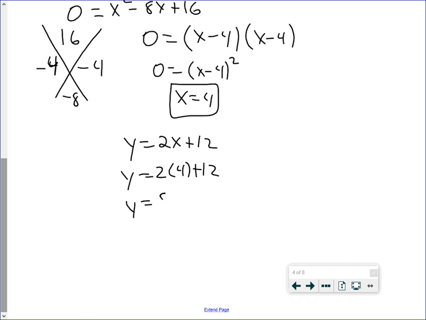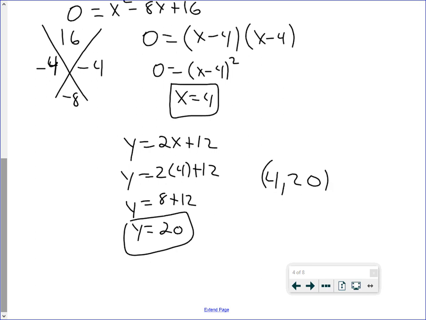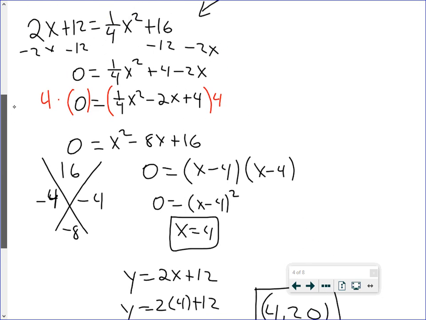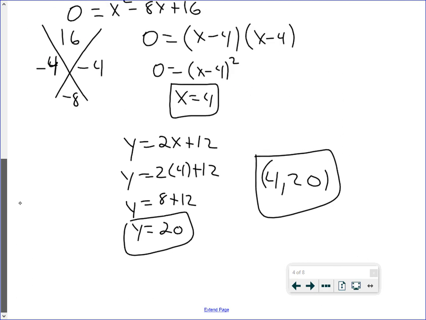2 times 4 is 8 plus 12, or y equals 20. So I have a y value of 20 when x equals 4. So my answer is 4, 20. That's when the trapeze artist captures, I don't know what it is. The other circus act person, I don't know, but that's what the answer is going to be. It's going to be 4, 20.